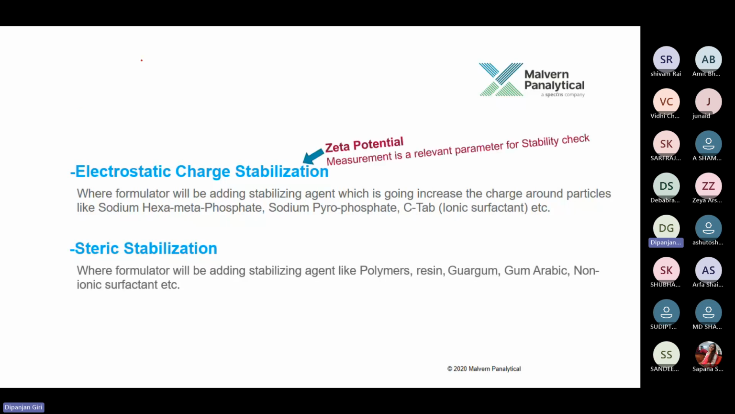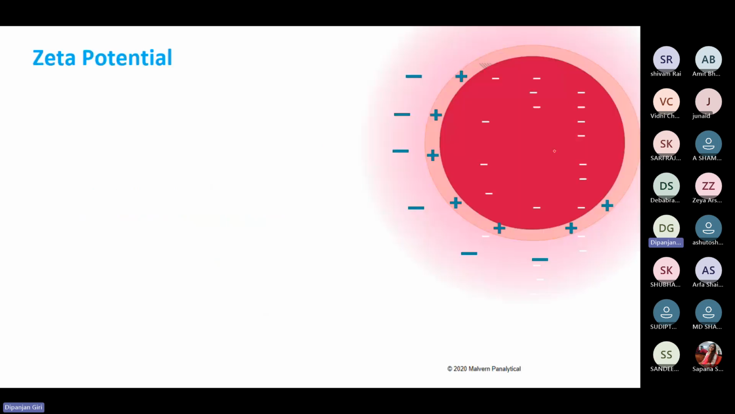So this is the scope of our study, that is the zeta potential. This measurement is very relevant to the stability check. And this one is not in the scope of the zeta potential. It is usually studied in rheological studies.